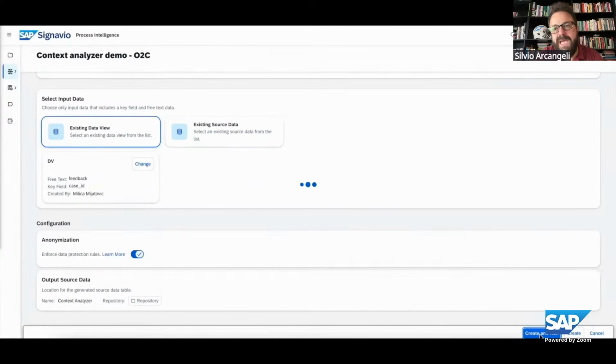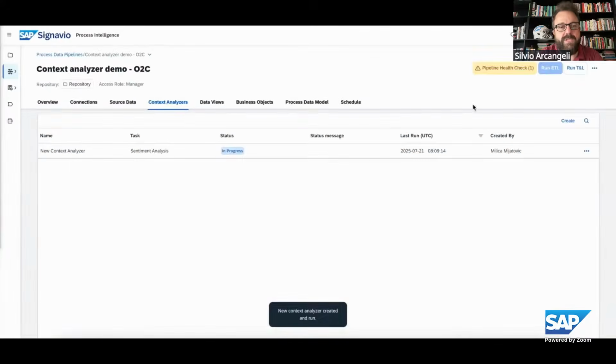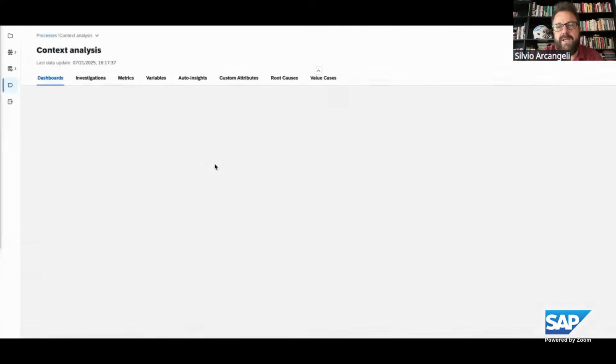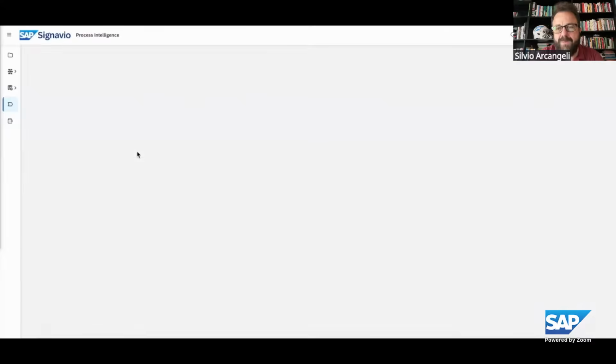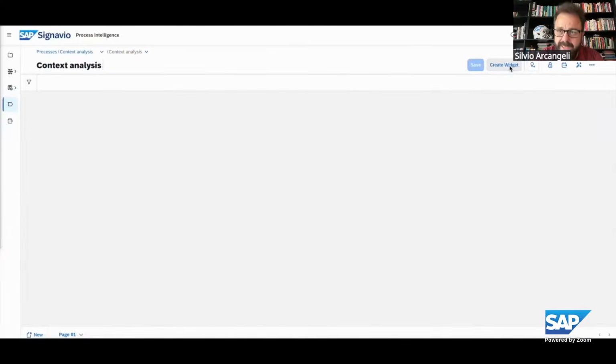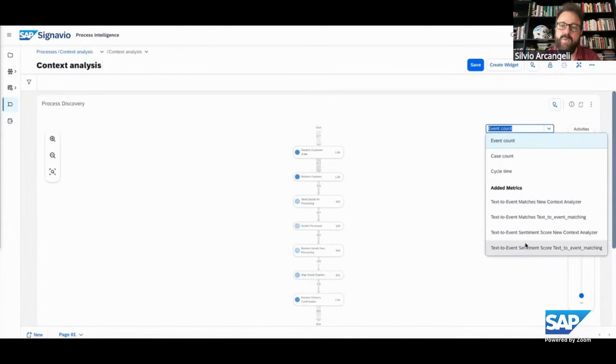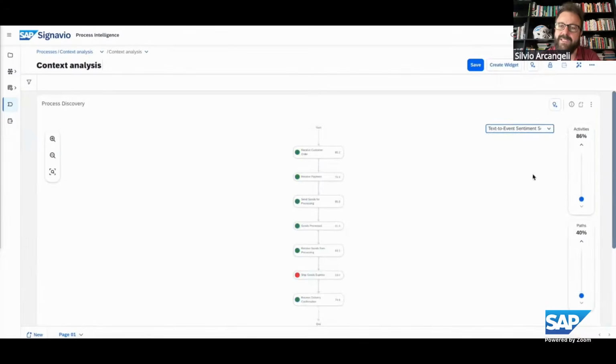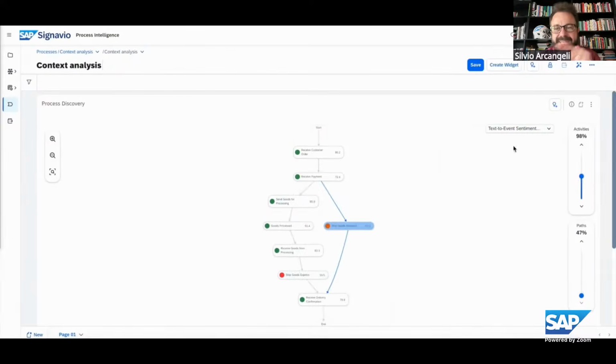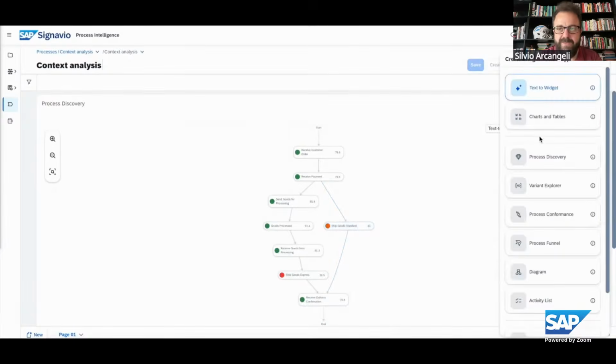So once we have those text fields in the process data model, the tool will automatically do what we call the text to event matching. So we will be able to infer automatically that a certain feedback of a given sales order was related to complaining about a specific activity in that process. And with that, we will do sentiment analysis and display it on the process discovery diagram, as you see here.